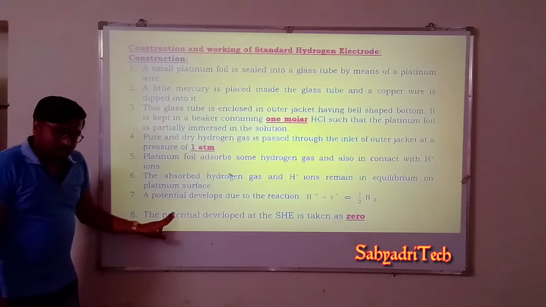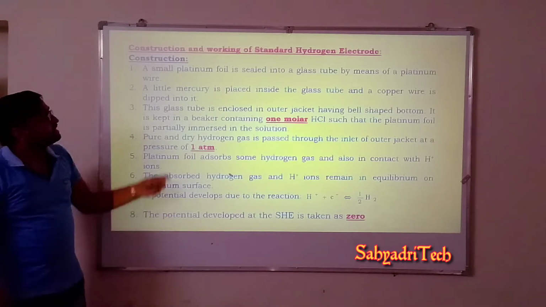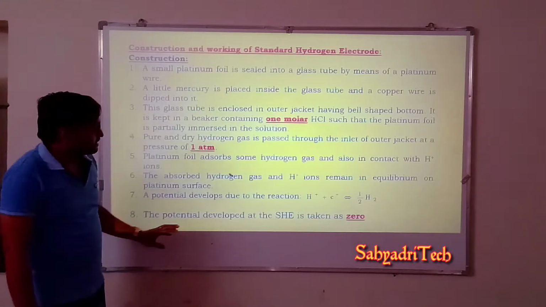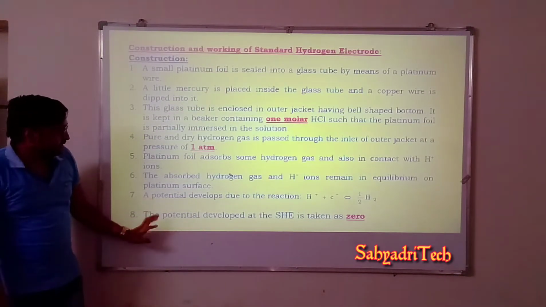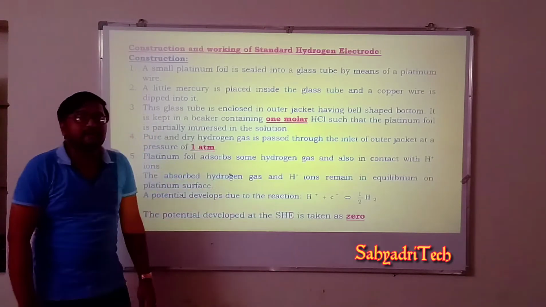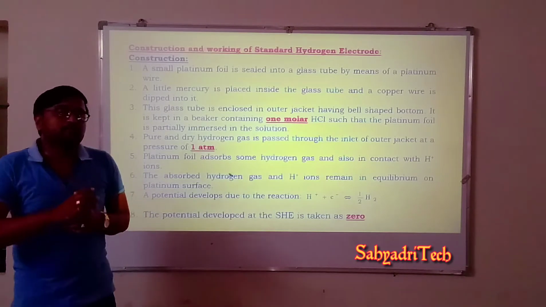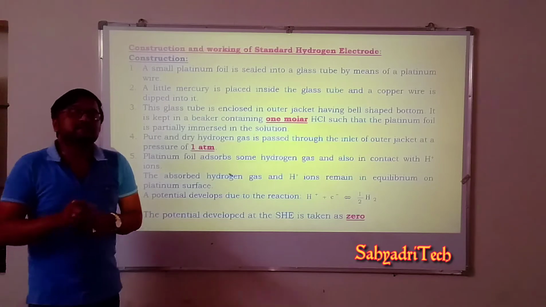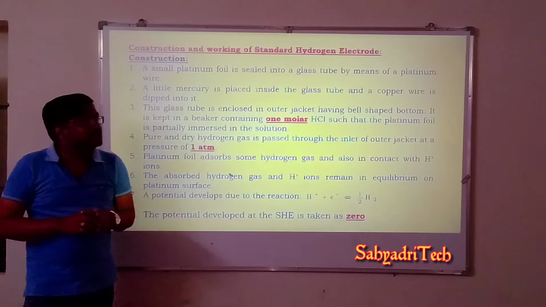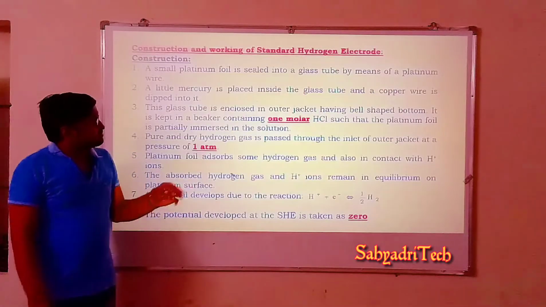Whatever potential developed on the surface of a platinum foil is nothing but the electrode potential of standard hydrogen electrode. But practically what we are doing here, the potential developed at SHE, the standard hydrogen electrode, is taken as 0 volt. Means whatever small quantity of potential developed, I can say it is arbitrarily fixed as 0 volt. Well, it is regarding construction. I hope you understood the construction part.